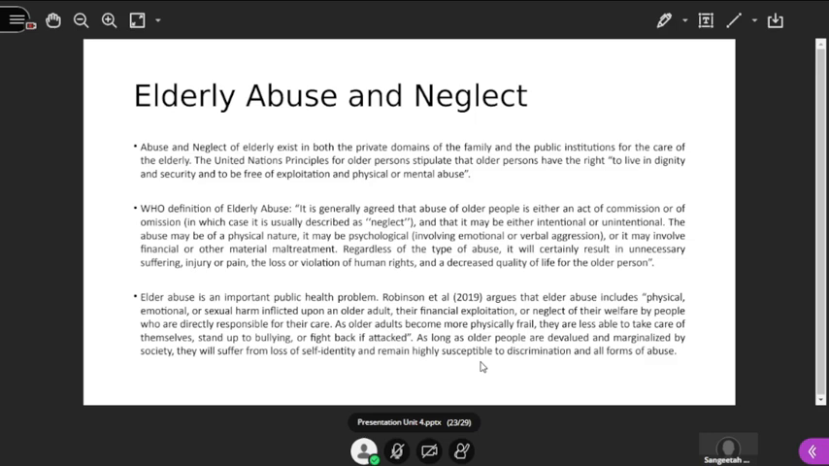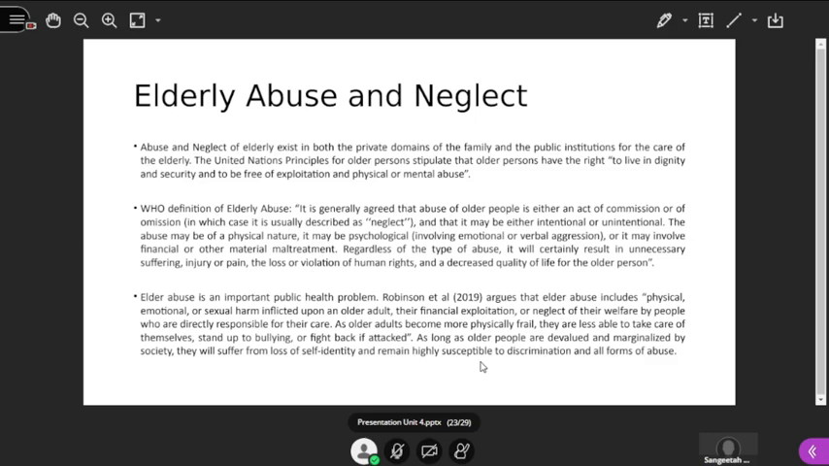And also the financial exploitation, as we said earlier, financial exploitation or neglect of their welfare by people who are directly responsible for their care. For example, elderly people in elderly care homes, as Adina Ryan said, there are many carers. I had three students doing their dissertation on the welfare of people in residential care homes, and we have seen so many types of abuse and neglect that exist in homes.